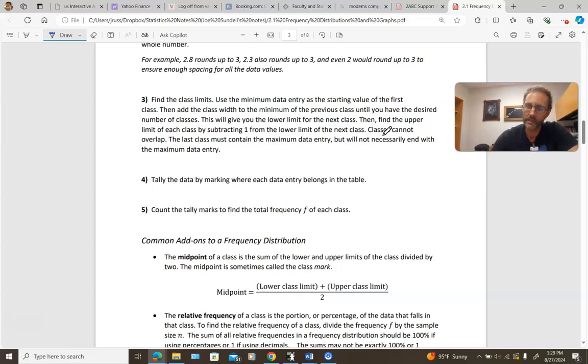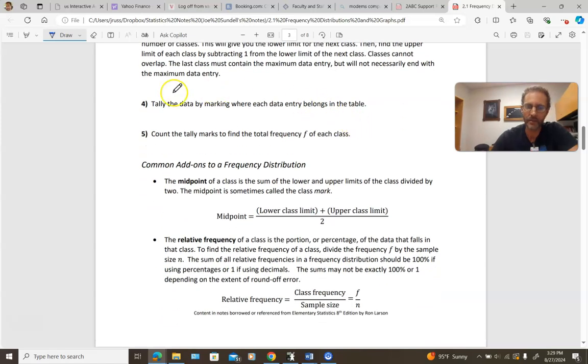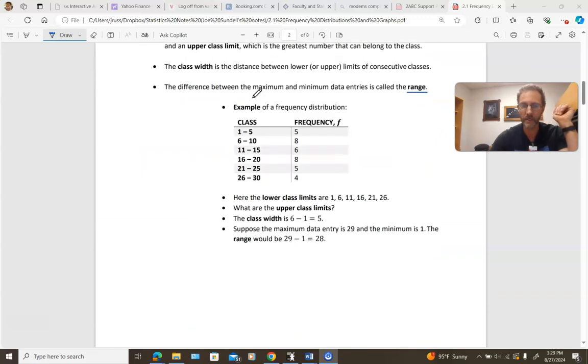So once you've got your classes developed, then you're going to tally the data. You're basically going to figure out how many data entries fall into each of those classes. So you look at your first class, and you'll go to your data set and you'll literally count how many data entries are within that first class. And that's going to be your frequency. And then you'll do that for each subsequent class. Okay, the way it's been done in this example right here. So you got your classes and then the corresponding frequency.